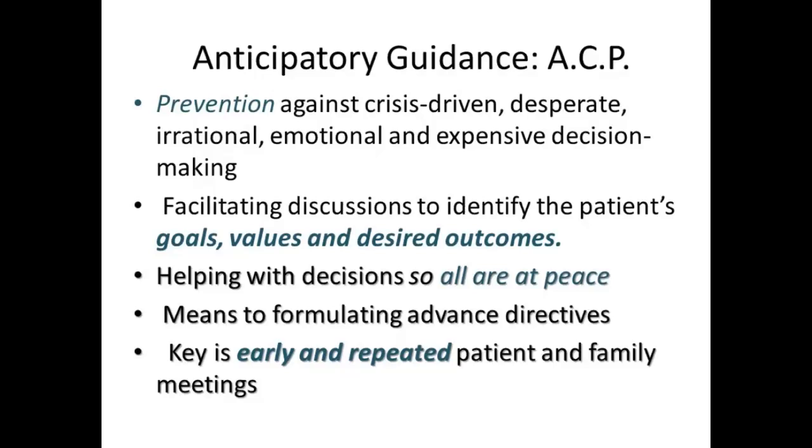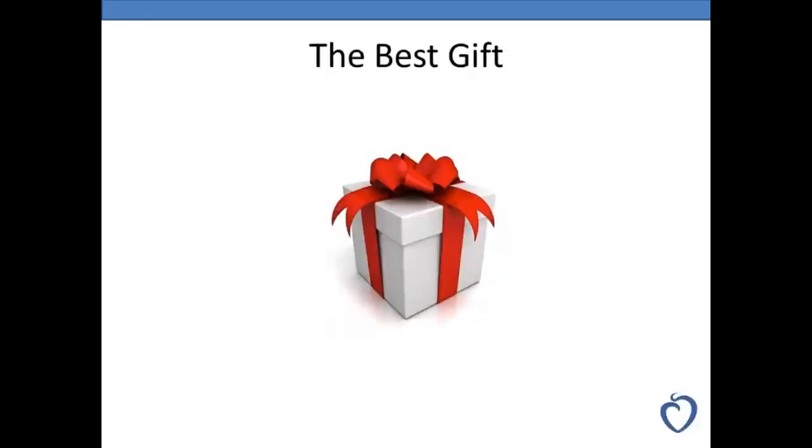Advanced care planning, these conversations and discussions by itself is not an advanced directive, but it's just knowing what is important to the patient. Many times, most of the time, these discussions will lead into a document, which is your advanced directive, writing down what your wishes are. And the key, again, is the early and repeated patient and family meetings where you can talk about all of this. This is the best gift that the patient or one can give to their family.